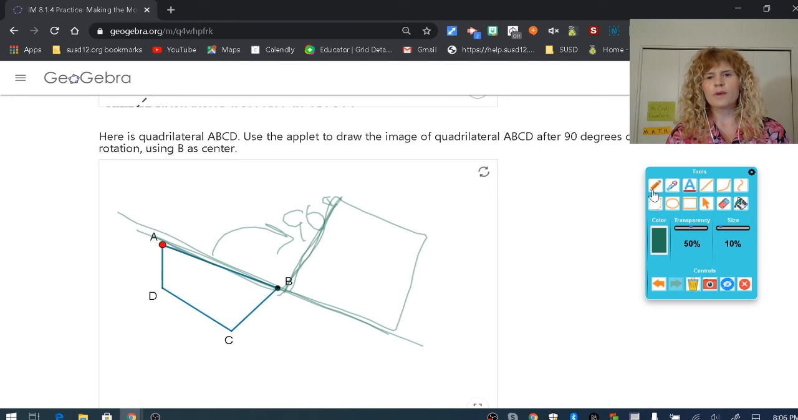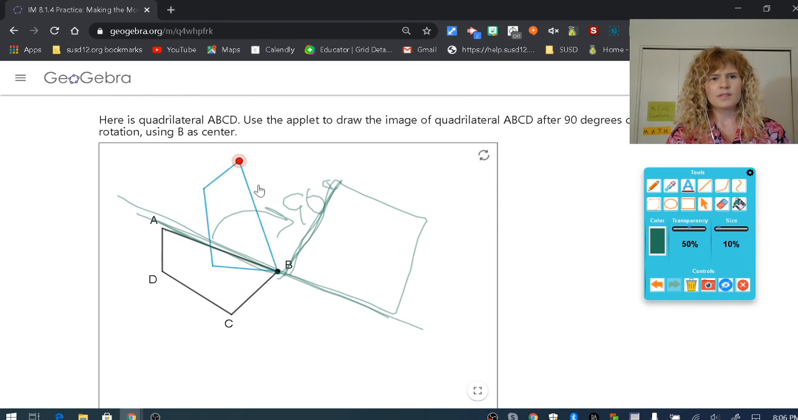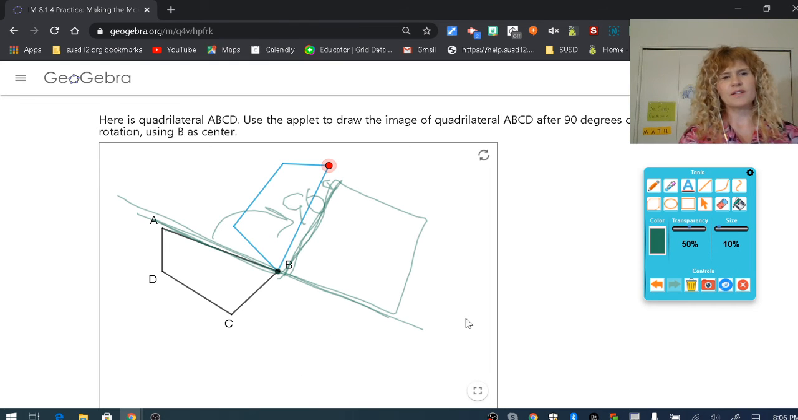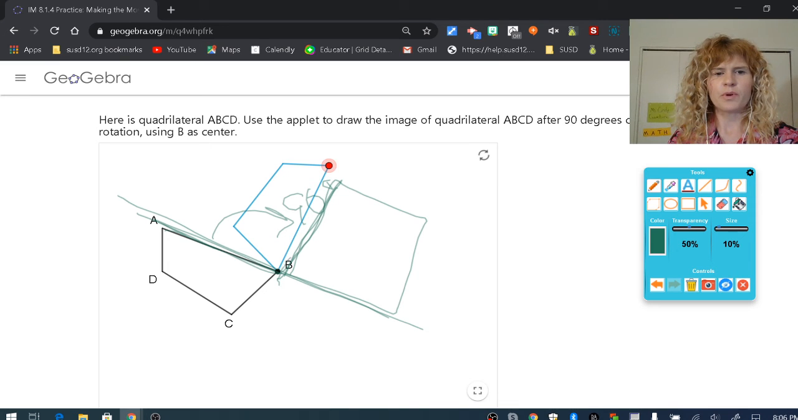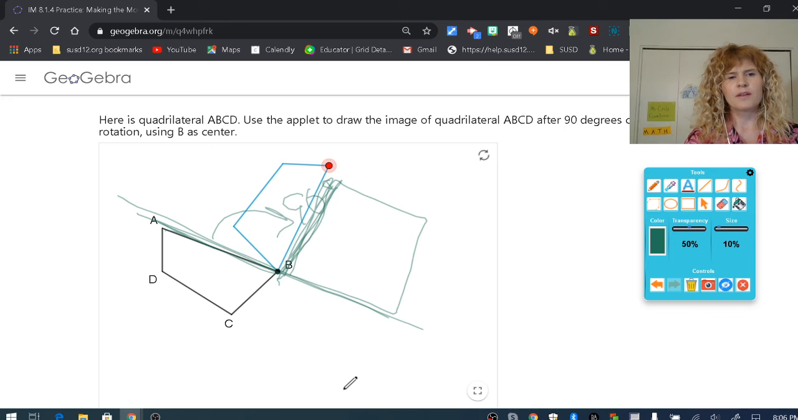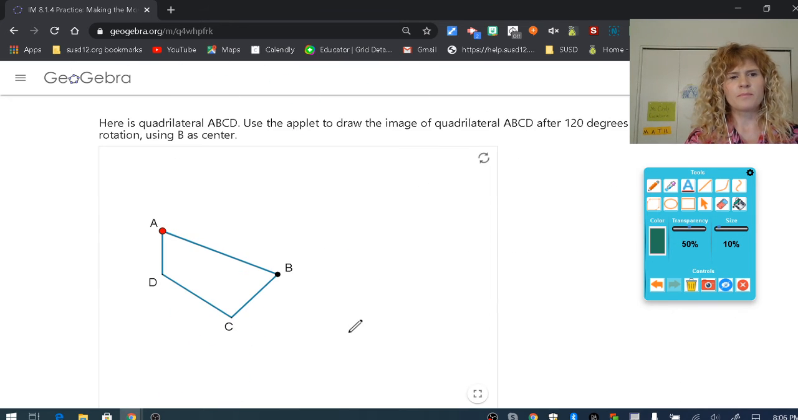Click on the red dot to rotate the image, and then you can see a 90-degree rotation. Is it there? I feel like it should be there. Okay, good. My square isn't drawn really close to point B, but I'm sure it should be right there. That's what I think. Okay, let's keep going.